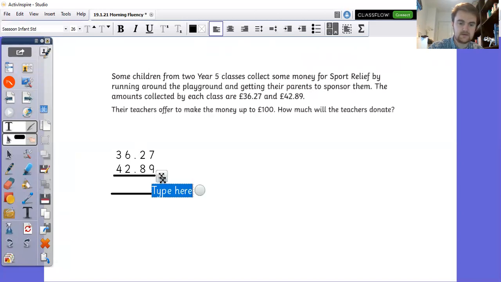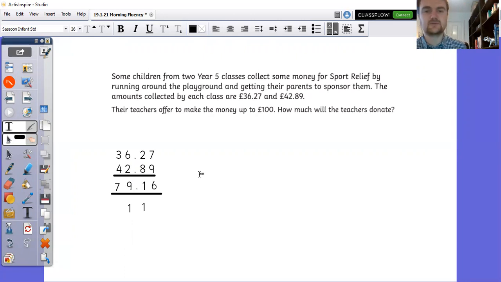So 7 add 9 is 16. So our 6 goes in there and our 1 goes here. 2 add 8 is 10. Add the extra 1 is 11. So we've got 1 in here, 1 in here. 6 add 2 is 8. Add the 1 is 9. And 3 add 4 is 7. Now I need to make sure that I'm bringing that decimal point down so that it's still there. So they've made £79.16 altogether.